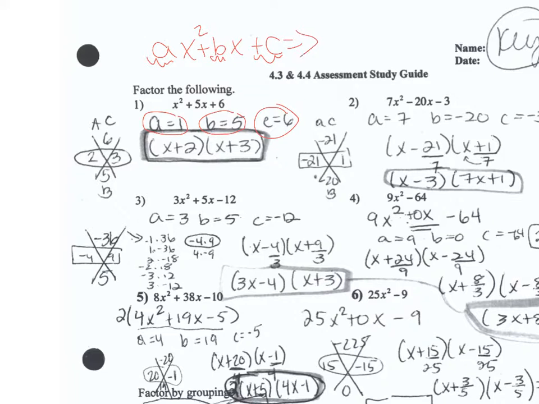Now just be careful. If you had 2x squared minus 5, A is 2. Since there's no plain old x term, B is 0 and C is negative 5. So look out for that situation.